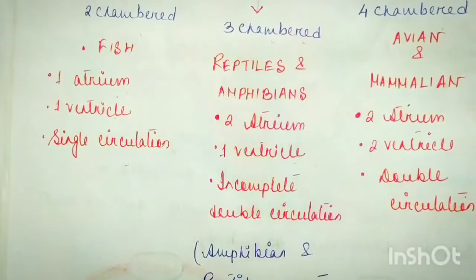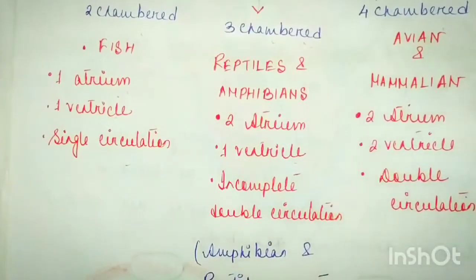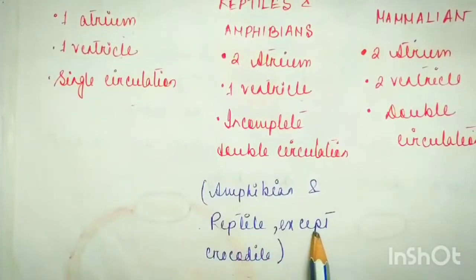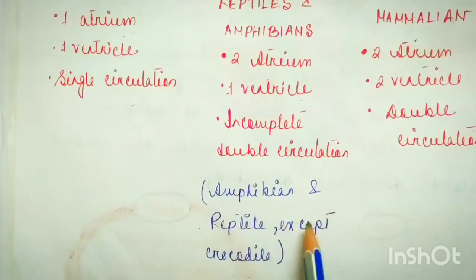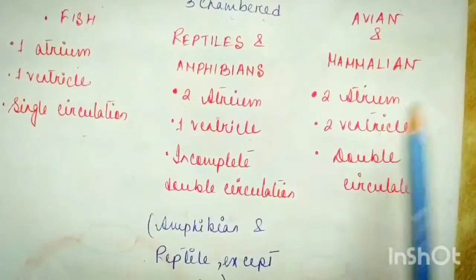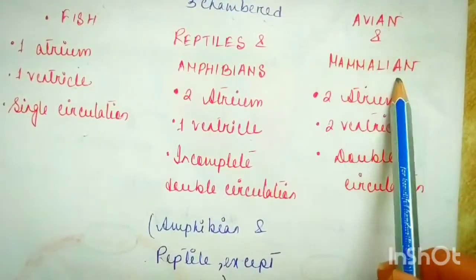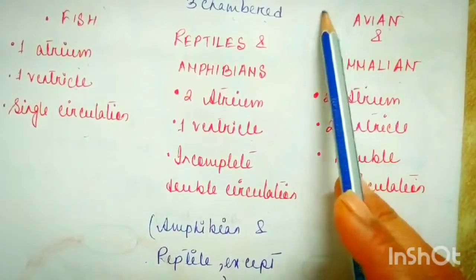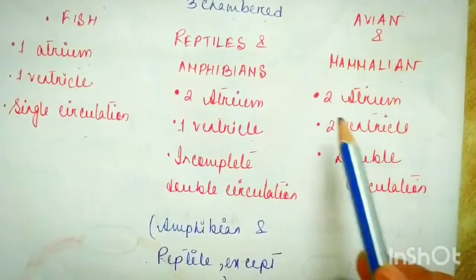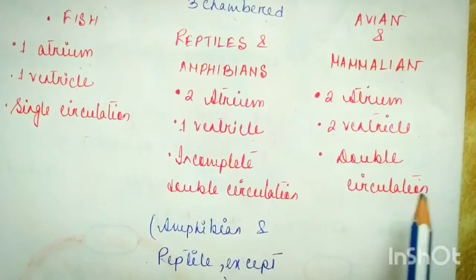Among amphibians and reptiles, except the crocodile, the others have a three-chambered heart, since the crocodile has a four-chambered heart. So this is an important question that may come: which reptile has a four-chambered heart? Then you have to write it is the crocodile. Then the four-chambered heart. Avians, meaning birds, and mammalians have a four-chambered heart, and they have two atria and two ventricles, and their circulation is known as double circulation.